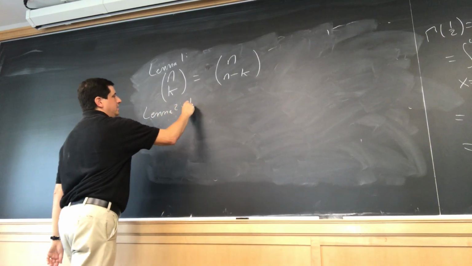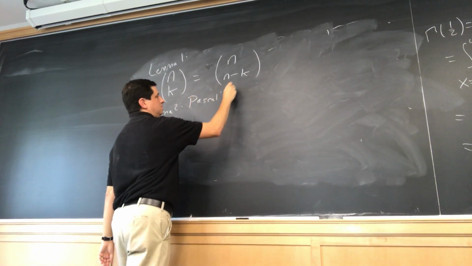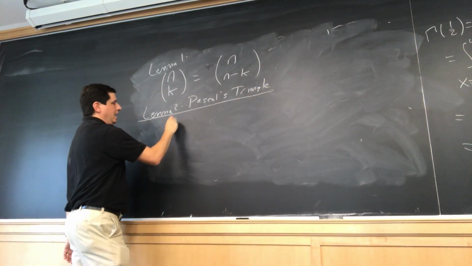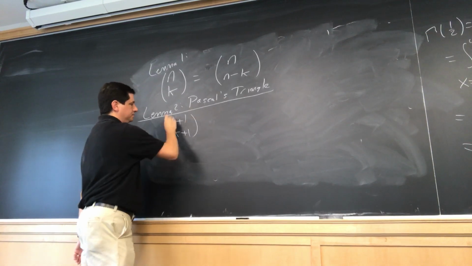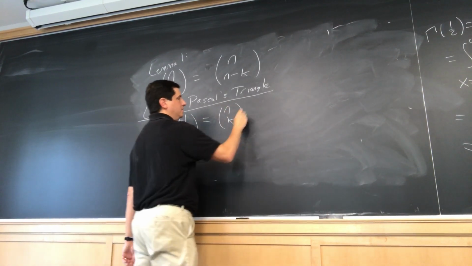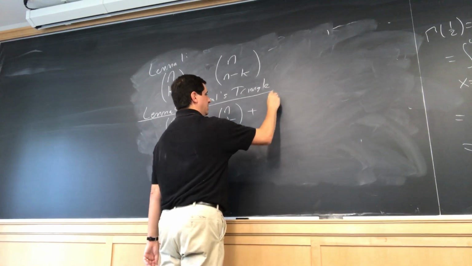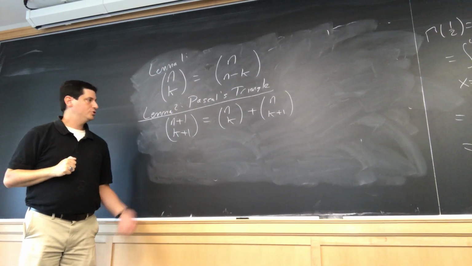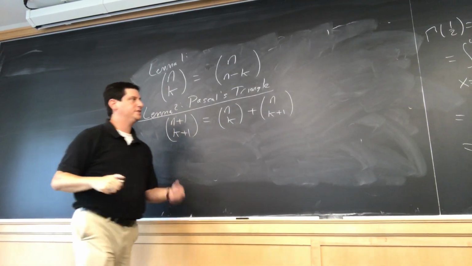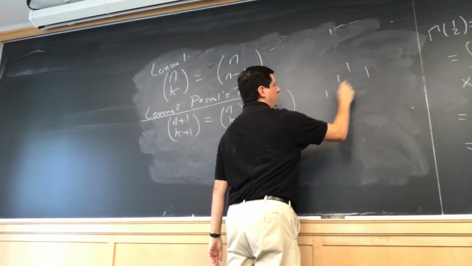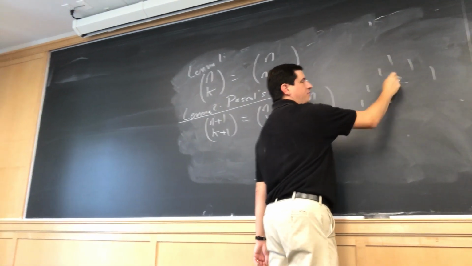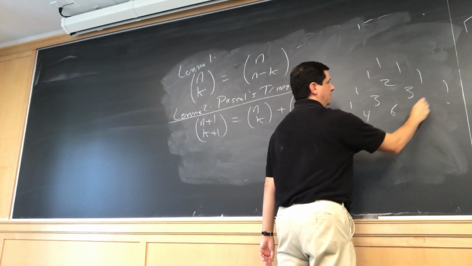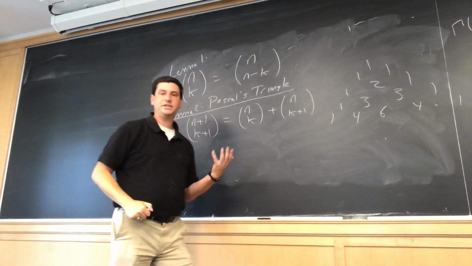The second lemma is Pascal's triangle. And this is what allows us to calculate things very quickly. N plus 1 choose k plus 1 is n choose k plus n choose k plus 1. So this is the fundamental relation that allows us to calculate Pascal's triangle. 1, 1, 1, 1, 2, 1. Each number is the sum of the one above to the left and above to the right, and you just have ones all the way down. Using this, we can actually calculate Pascal's triangle fairly quickly.